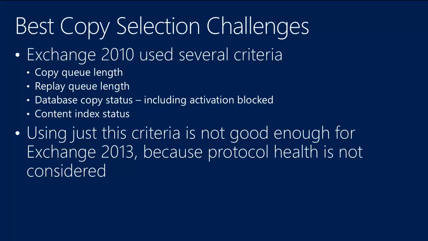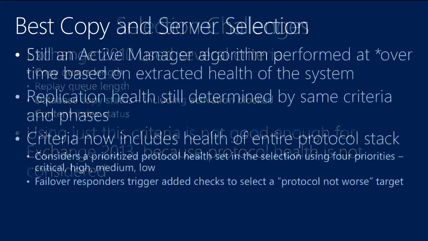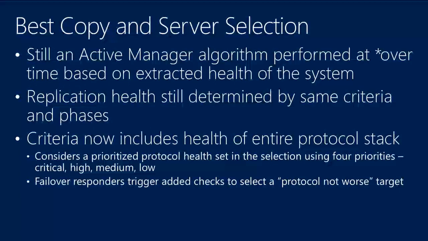If I just look at the database, that doesn't tell me if the protocols are working. If I'm just looking at content index or queue lengths, that's not going to tell me if when I move users over there, are they going to be able to get into the service and access everything, or are they going to encounter errors? And so we changed best copy selection. And in fact, it has a new name. We now call it best copy and server selection.